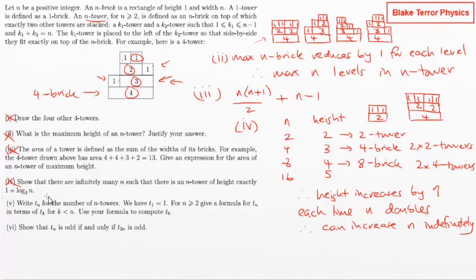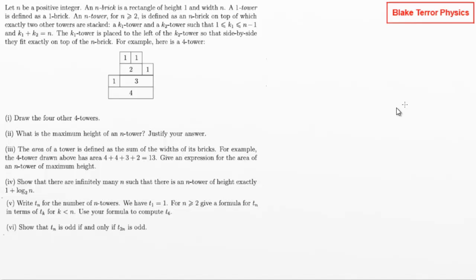What are we doing now? Part 5, right? Tn for the number of n towers. T1 is 1. Give a formula. Oh my word, right? So we need a formula for Tn. Right, how are we going to get the number of, I think I'm going to need a new sheet for this. It seems quite involved. So we've got the number of n towers. So there's got to be a pattern of how we're putting these things together.